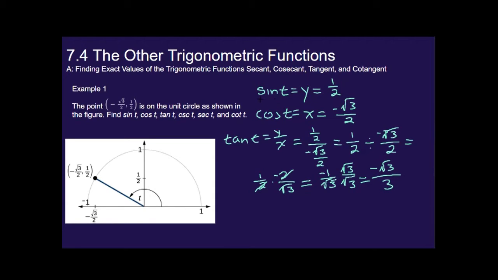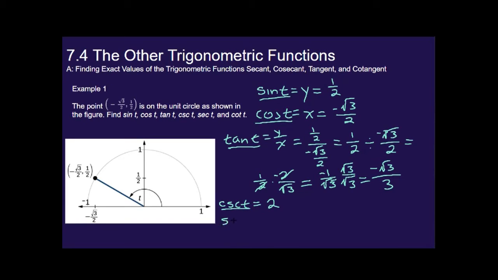Okay, so I have found the sine, I have found the cosine, and I have found the tangent. Now I need to find the secant, cosecant, and cotangent. And those are going to be easy now that I found all these because I'm going to take the reciprocals of them, right? So I'm going to start with cosecant of t, which is the reciprocal of the sine. Okay, so it's going to be 1 divided by 1/2, which means I flip the 1/2 over and I get cosecant of t is equal to 2.